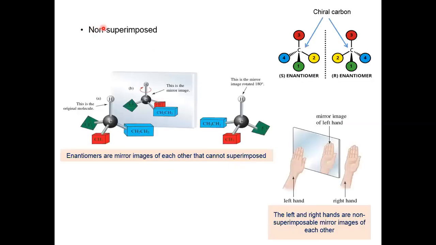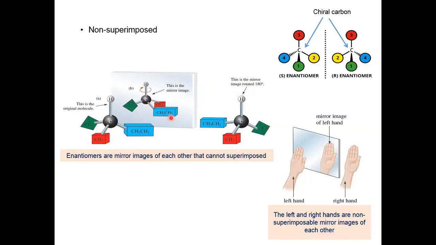Okay, non-superimposed. Okay, let's say this is your compound. You have carbon with an H, with a Cl, with a methyl and with an ethyl as the substituents. So this is your mirror. So this is the image of your compound. This is your original. This is your image. Now if you want to superimpose both of these molecules, okay, this is the original, this is the image. For example, we rotate this image. This is the mirror image rotated 180.